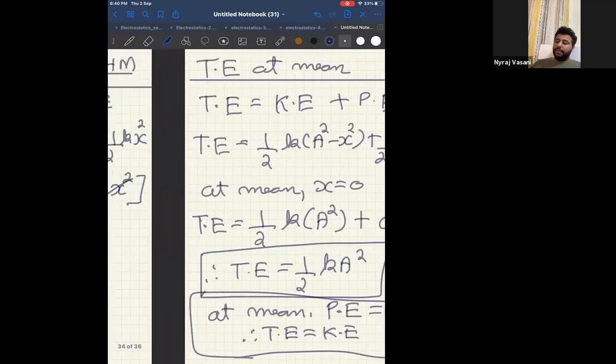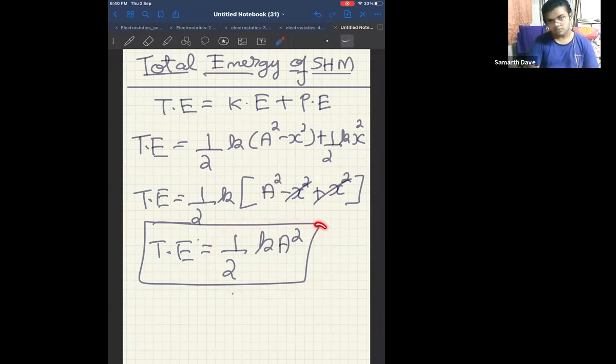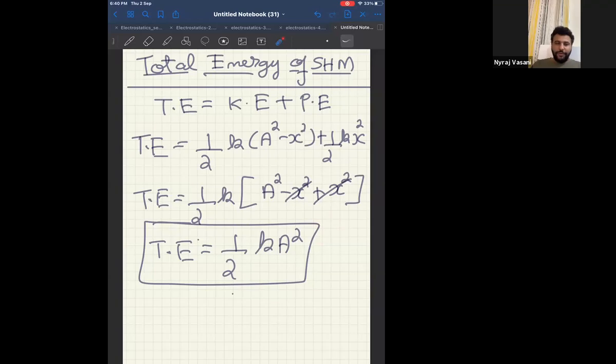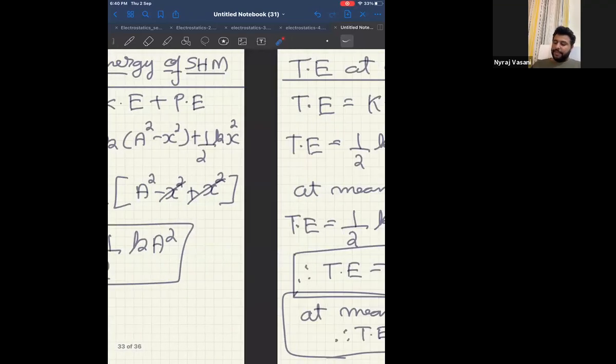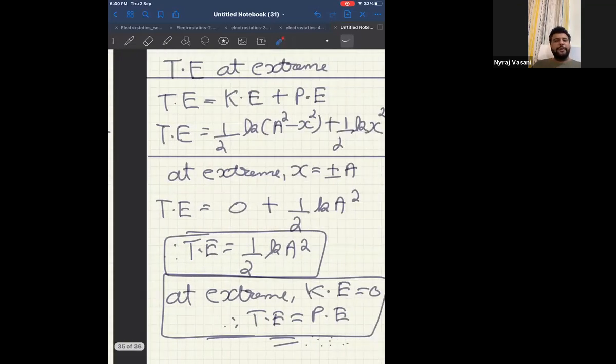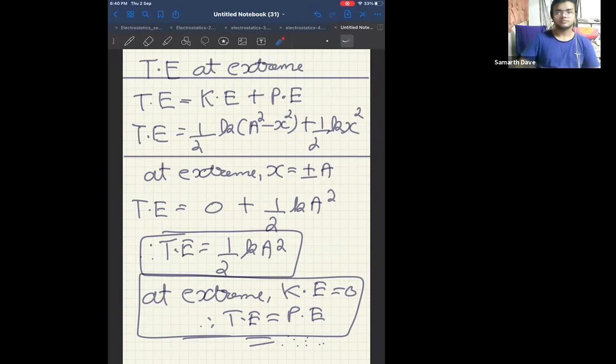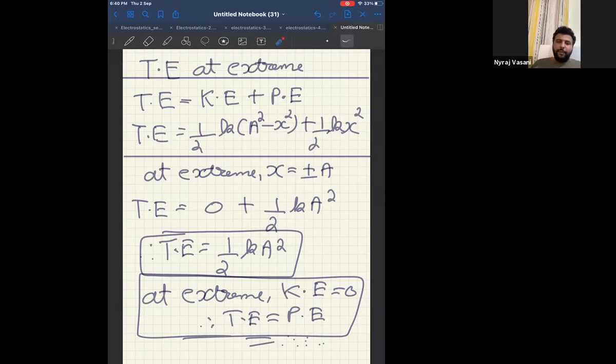See, when I did my total energy, did my total energy have x in it? Displacement? No, correct? Did my total energy have displacement in it? No. Therefore, whether x is equal to 0 or whether x is equal to plus or minus a, it will not make any difference to total energy. You should have told me that my total energy does not depend on displacement at all. Anyway, correct? What is total energy? Half k a square. Therefore, if x is equal to 0 or if x is equal to plus or minus a, what difference does it make? Nothing. Therefore, my final answer will remain the same.